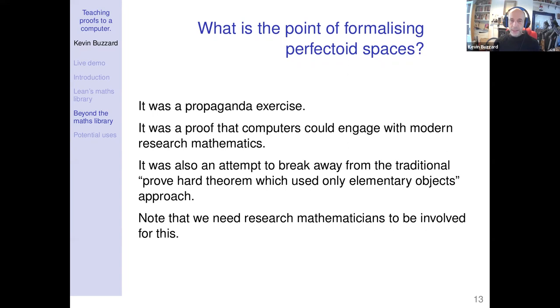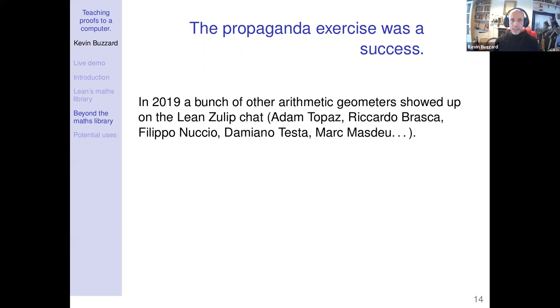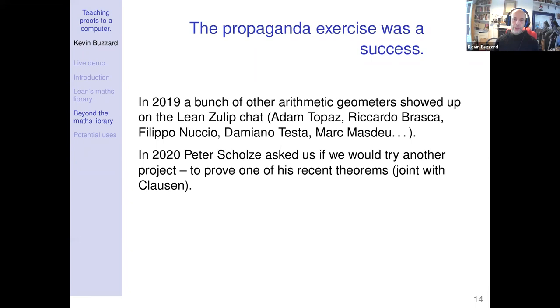Trying to actually encapsulate what's happening in a mathematics department in 2022, you need more than that. You need research level geometry, topology, algebra, analysis, this sort of thing. So we made perfectoid spaces, and a bunch of young people then showed up on the Lean chat, interested by the project, and started developing other things. They started helping out, making basic undergraduate and MSc level mathematics and looking for interesting projects.